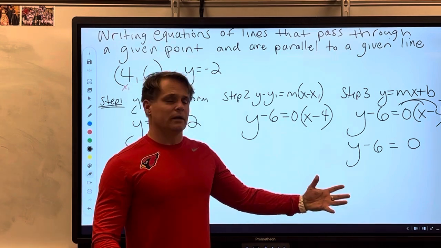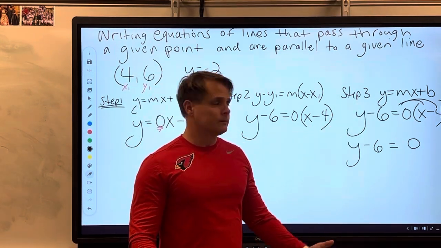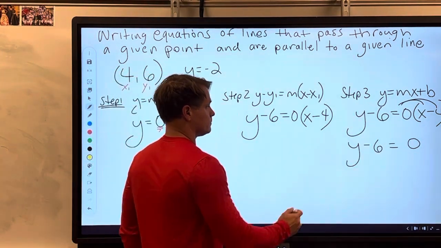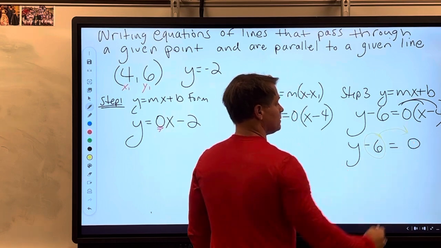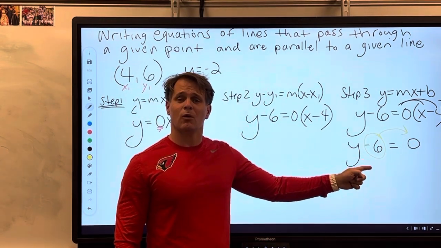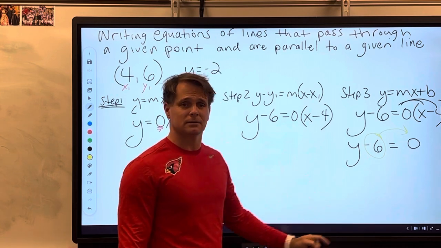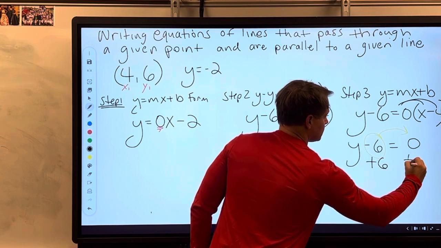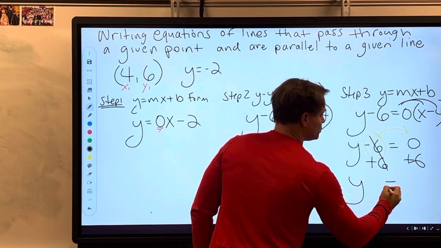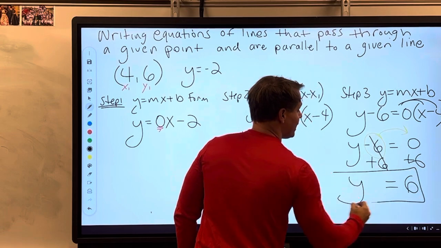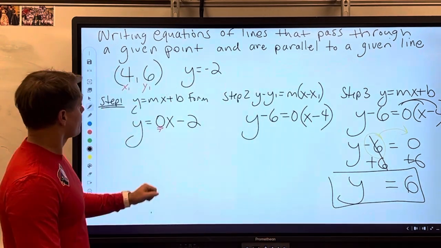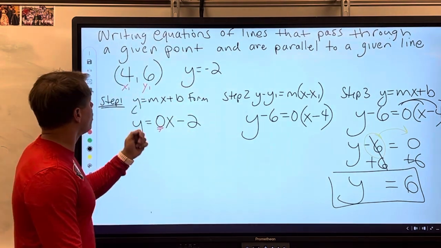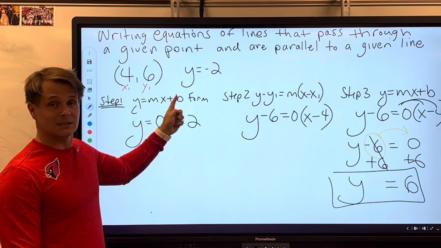So we're almost done. We still have to solve for y. So we got to get that -6 to the right-hand side. How do I undo -6? You have to add 6. So y equals 6. This line right here, y equals 6, is parallel to this line, y equals -2, but it also goes through the point (4, 6).